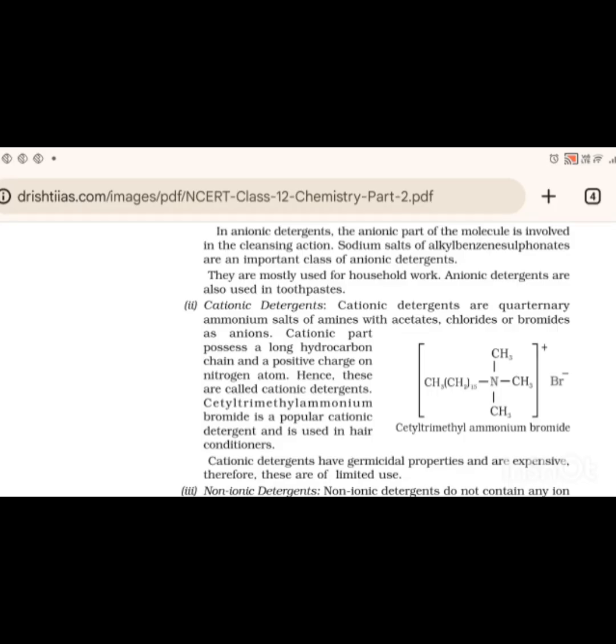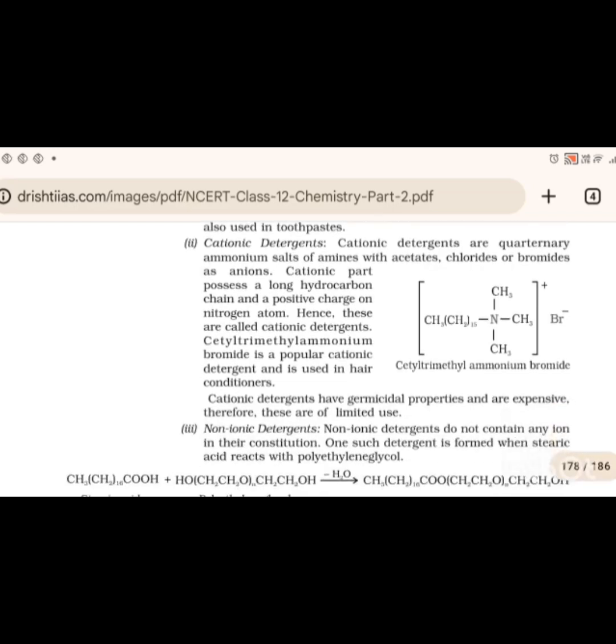Cationic detergents are quaternary ammonium salts of amines with acetates, chlorides or bromides as anions. The cationic part possesses a long hydrocarbon chain and a positive charge on the nitrogen atom. Hence, these are called cationic detergents. Cationic detergents have germicidal properties and are expensive. Therefore, these are of limited use.